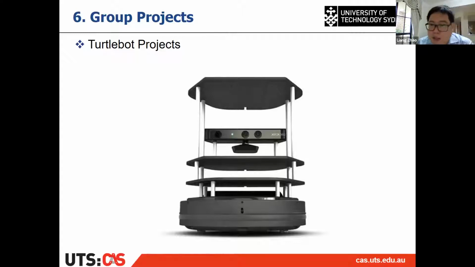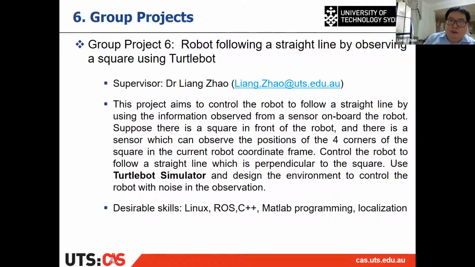Okay, so the next couple of projects are mainly about the turtlebots. The first one is the turtlebot following a straight line. And again, for all the projects about turtlebots, you're doing everything not on the real robot, but on the turtlebot simulator. So the first turtlebot project is about the turtlebot following a straight line. This is mainly about visual servoing and also some control of the mobile platform.